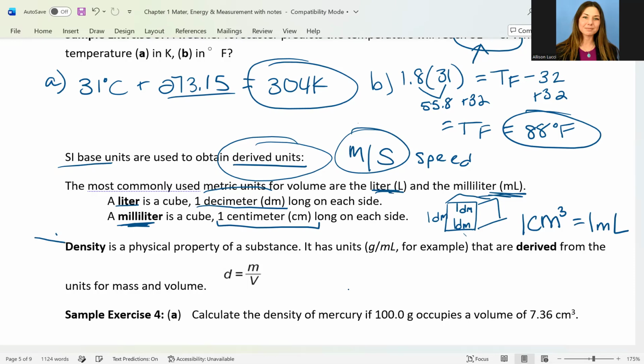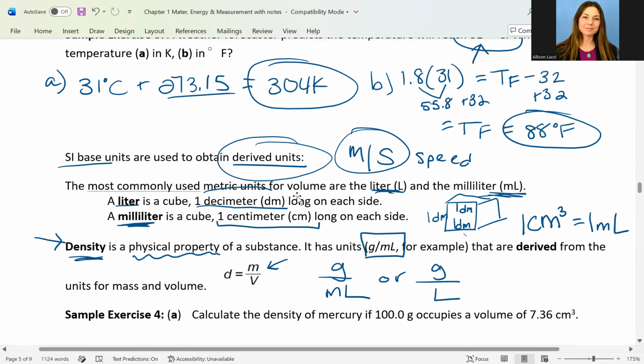And one other example of a derived unit is a unit that's commonly used for density, which was mentioned previously as a physical property of a substance. It's also an intensive property, so it does not matter how much you have. And it's a ratio of the sample's mass to its volume. So commonly, units that are derived, we could see grams per milliliter, or for gases, we commonly use grams per liter. So we'll continue in the next video with sample exercise 4.